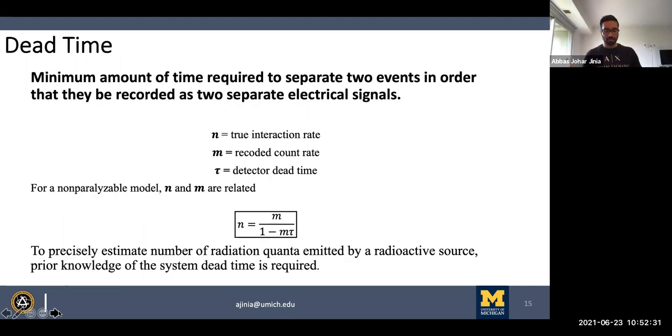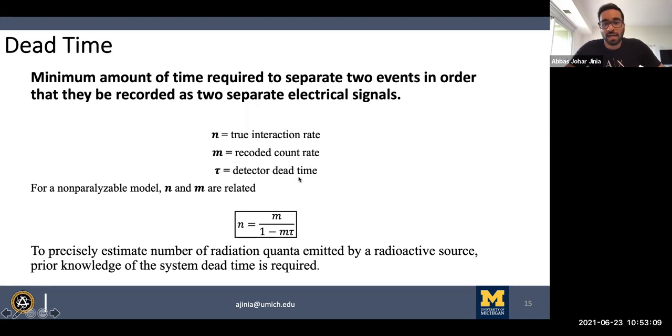All right, the next topic that we have is the dead time. Now, again, what is dead time? It is the minimum amount of time that is required to separate two events so that they can be detected as two separate electrical signals. So we have these three terms that we need to account for: your true interaction rate, your recorded count rate, and your detector dead time.